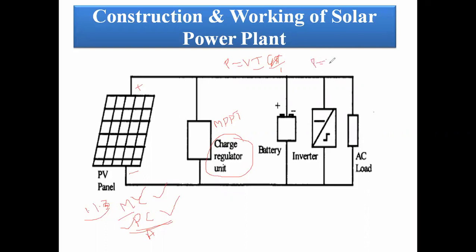As per the VI characteristics, there is one point at which we can generate the maximum power. With the help of the VI characteristics, with V on one axis and I on the other, we can generate the power, which we can store in the battery.